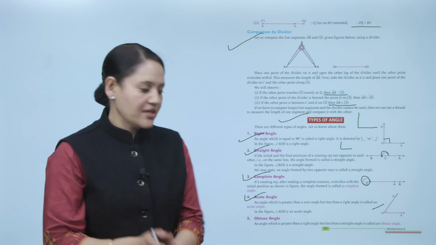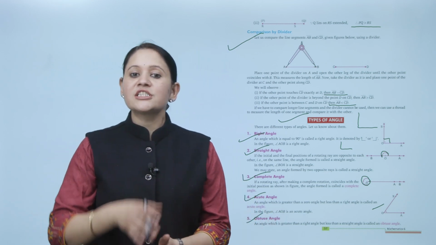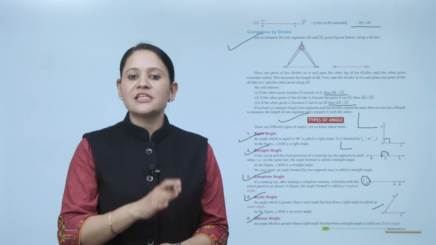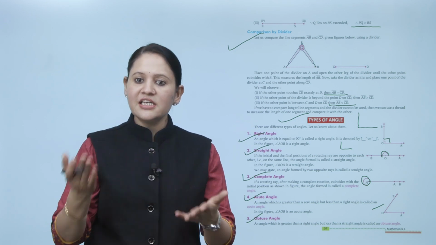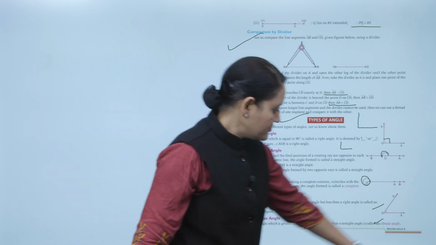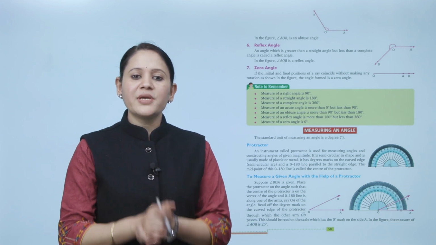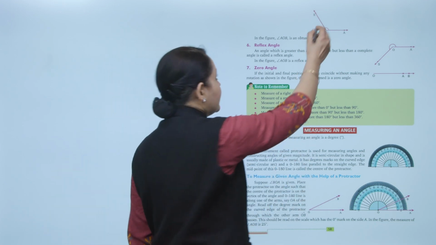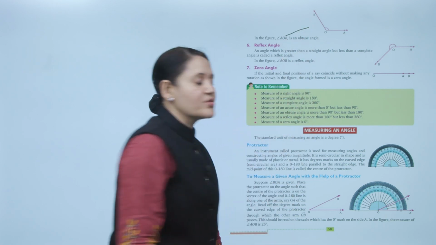Next is obtuse angle. An angle which is greater than right angle but less than the straight angle, means more than 90 degree but less than 180 degree, is called obtuse angle. Like here in figure, AOB is an obtuse angle because it is more than 90 degree but less than 180 degree, so it is an obtuse angle.